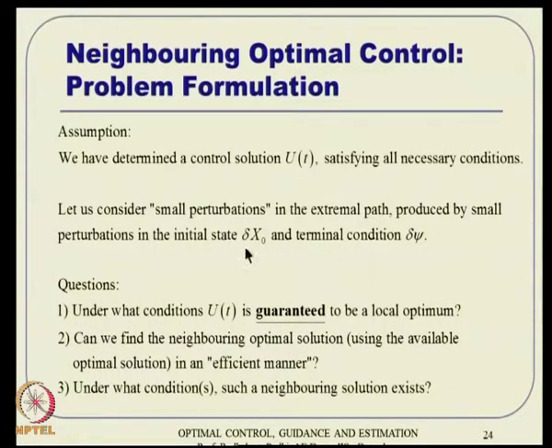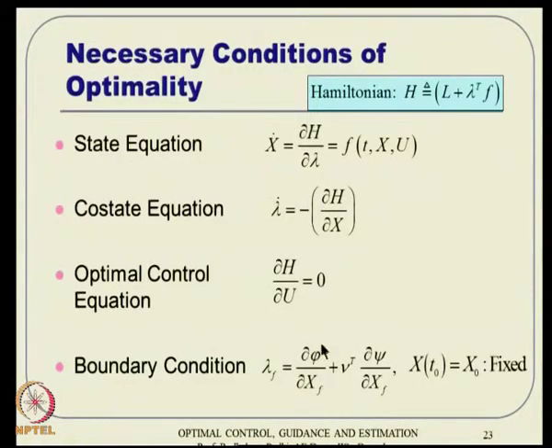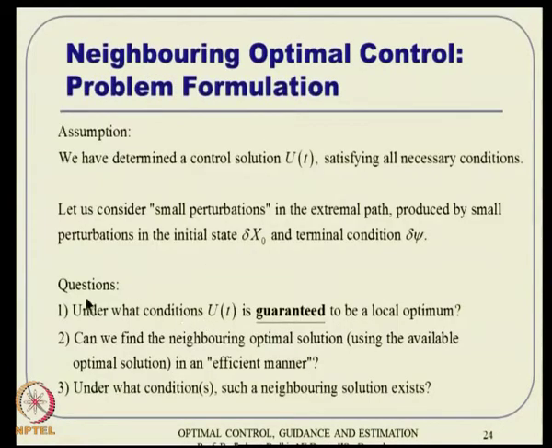So, what happened is there was some small perturbation that produced a small perturbation in the initial state and in the terminal condition d psi also. Now, the question is something like this: under what condition is u star guaranteed to be a local optimum first of all, and then if it is, can we find a neighboring optimal solution in an efficient manner?